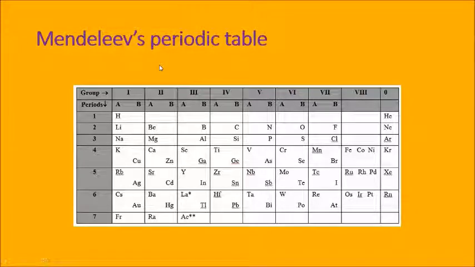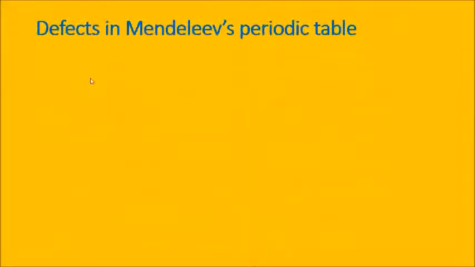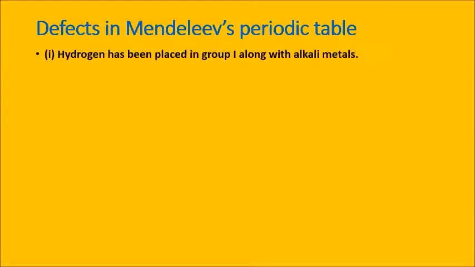But it was not applicable because more elements were discovered and it was not possible to fit all the elements in these groups properly. So there were defects. Let's see the defects of Mendeleev's periodic table. Hydrogen has been placed in group 1 along with the alkali metals. But hydrogen is a gas and all other alkali metals are solids. So how can we justify this?